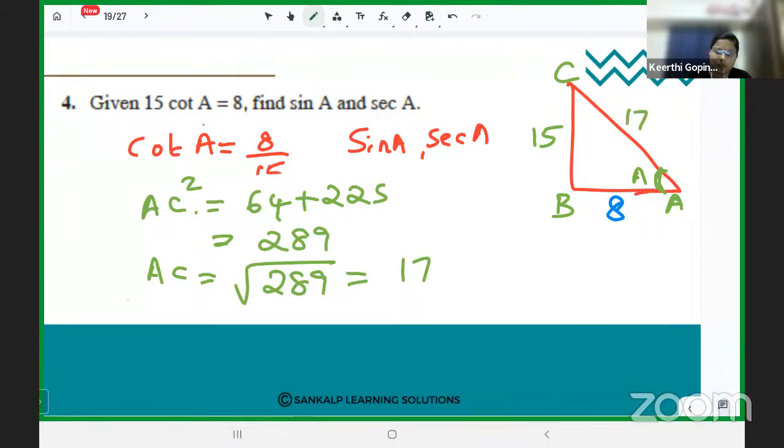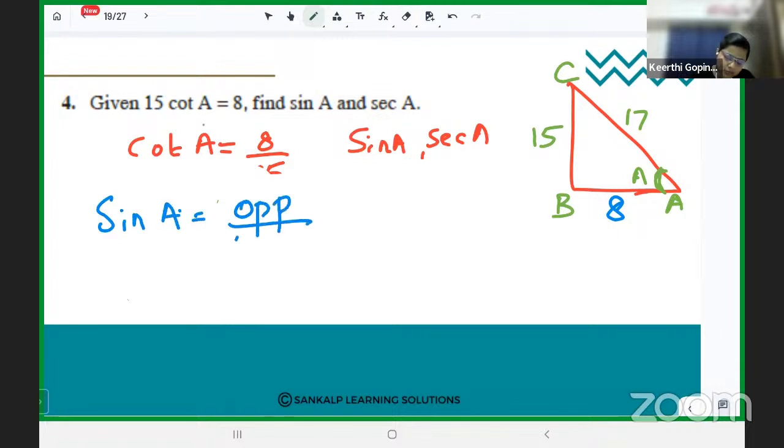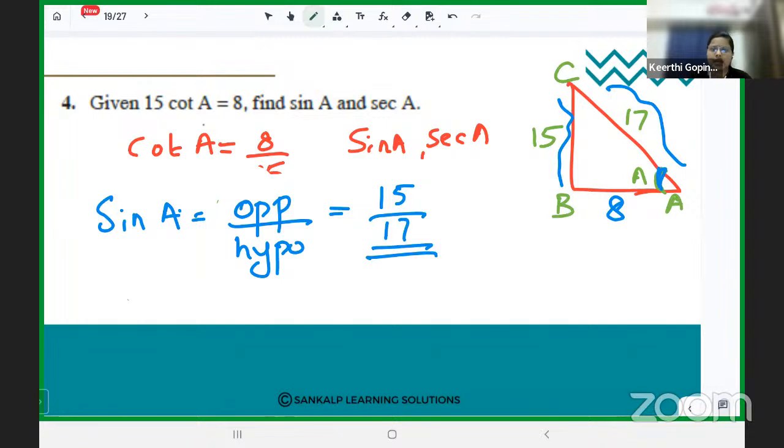Now can you find out the value of sin A? What is the ratio sin A? How can you define sine of angle A? Sin A is nothing but opposite by hypotenuse. So what is the opposite of angle A? 15, right? What is hypotenuse? 17. So what is this ratio? 15 by 17. So sin A is 15 by 17.